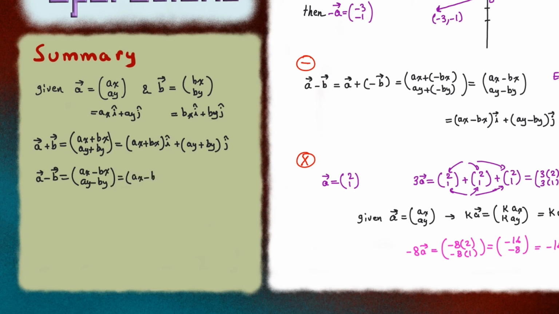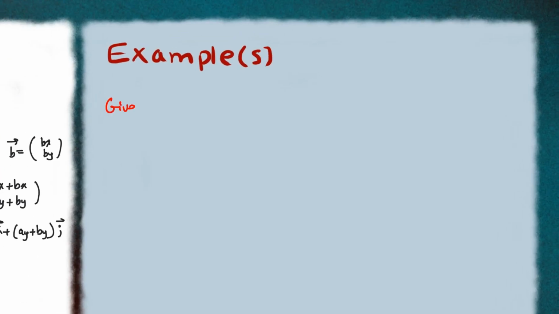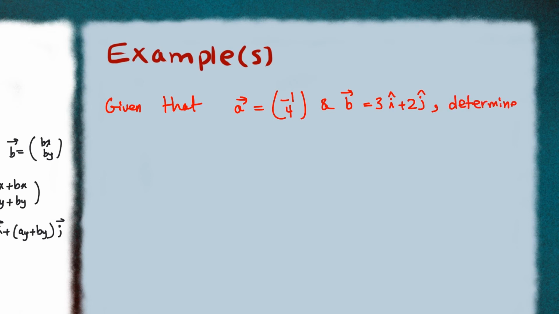And now we're going to look at an example. In this example, we are going to be given two vectors and we are going to calculate their addition, so vector a plus vector b. We are then going to look at 3a minus b and the magnitude of vector b minus 2a.